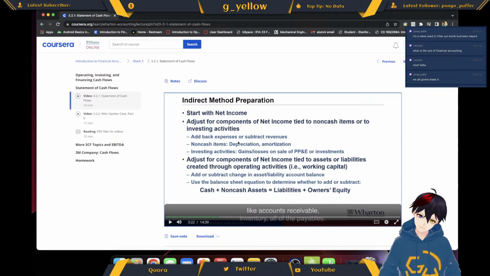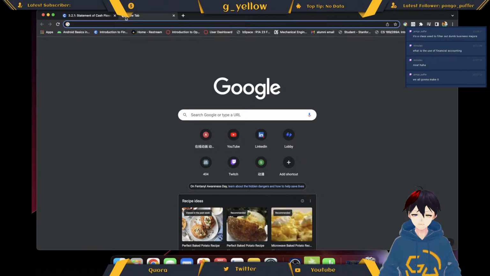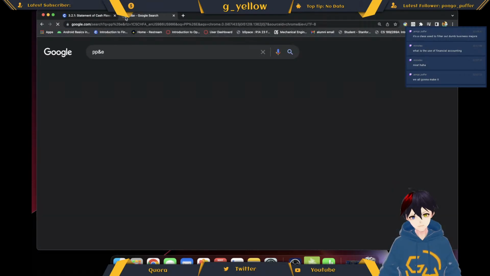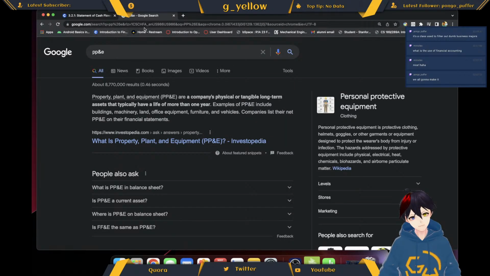Add back expenses, depreciations, gains and losses of PP&E. Forgot what that is. Property, plant, and equipment.